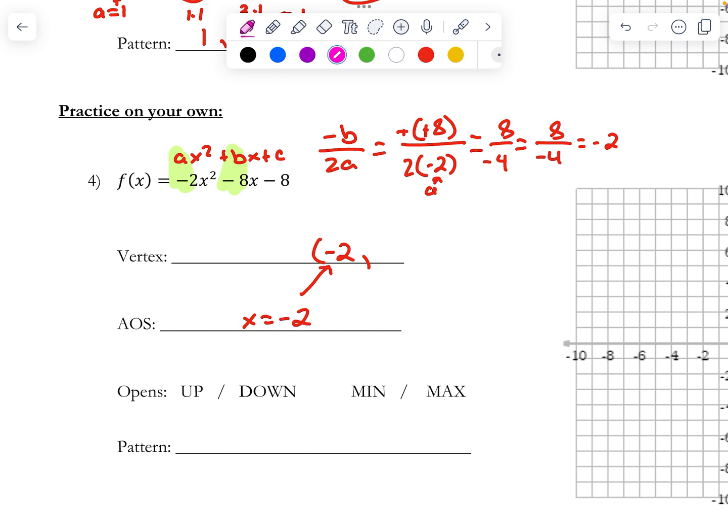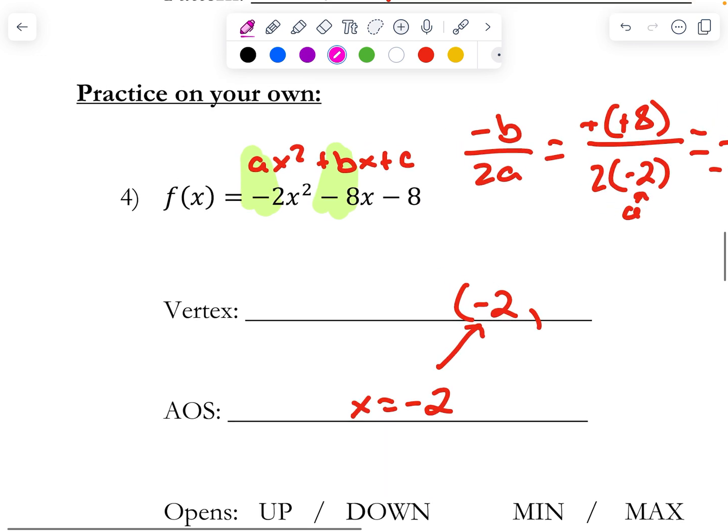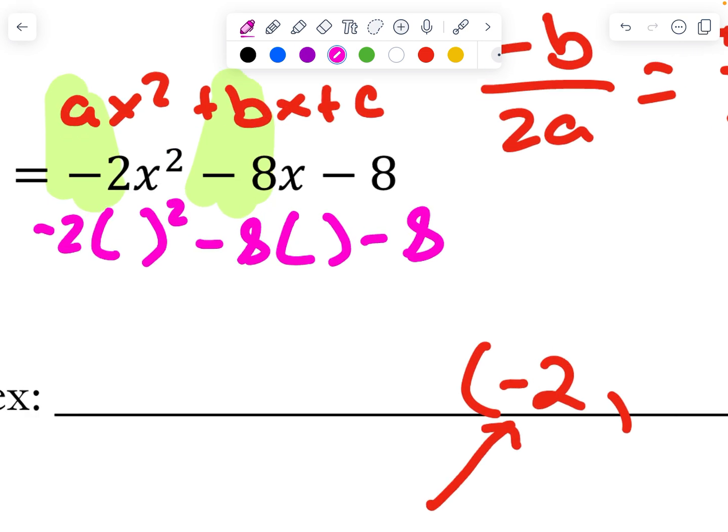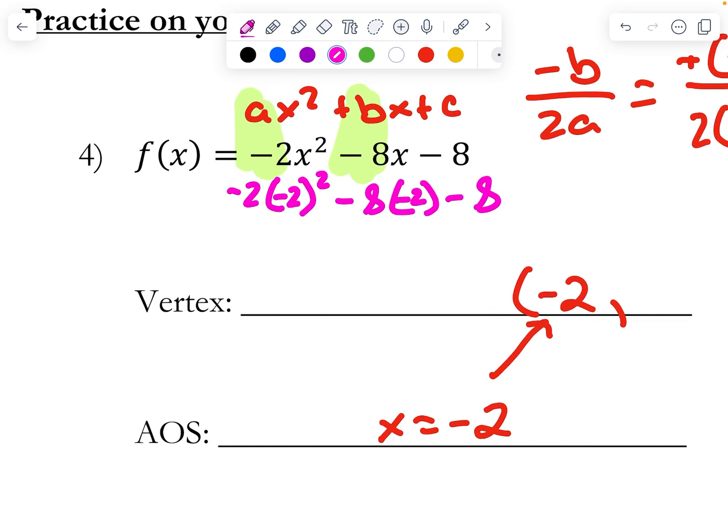So let's go ahead and find y by plugging in that negative 2. Let's take a look at how that would look. Negative 2 parentheses squared minus 8 parentheses minus 8. All right, so we're going to plug in negative 2 in here, negative 2 in here. Negative 2 squared is 4. So negative 2 times 4 is negative 8. Negative 2 times negative 8 is going to be positive 16 minus 8.